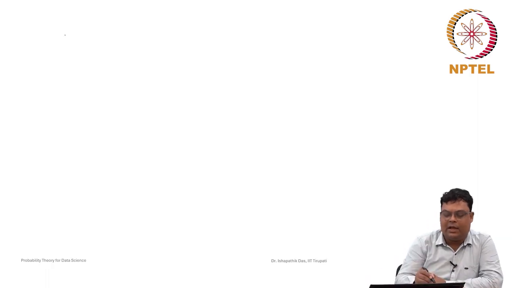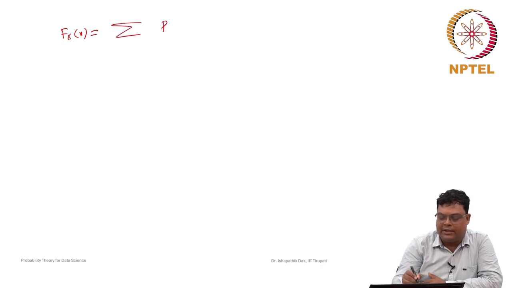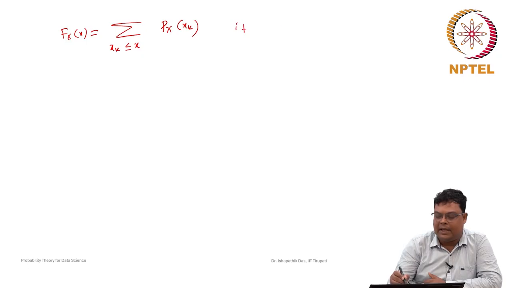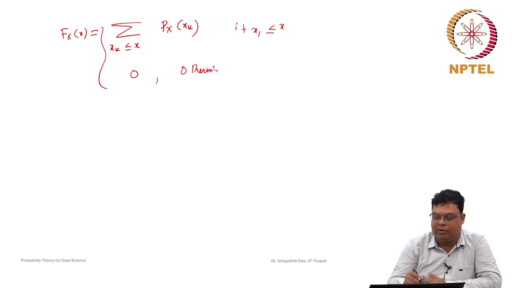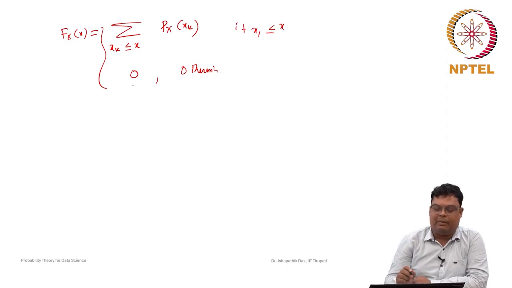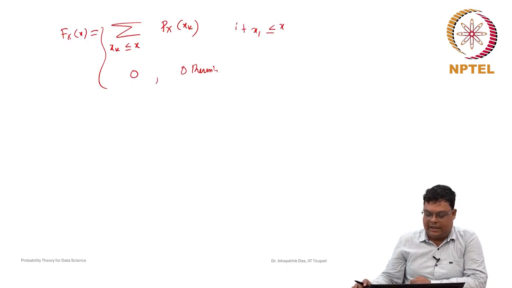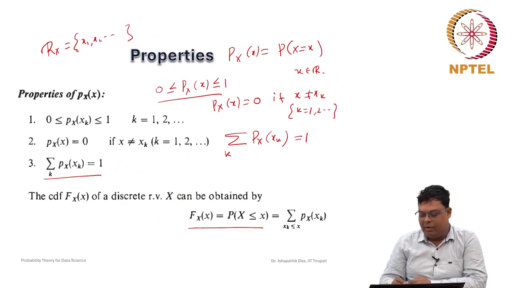So, in general we can write the CDF F_X(x) as the summation of all p_X(x_k), over all x_k such that x_k is less than or equal to x, if x is greater than or equal to x_1, and otherwise it is equal to 0. Because only after crossing the minimum value can we add some probability. Otherwise, if x is less than x_1, then none of the values satisfies this inequality, that is why F_X(x) will be 0. So in general, the cumulative distribution function can be found by using the probability mass function.